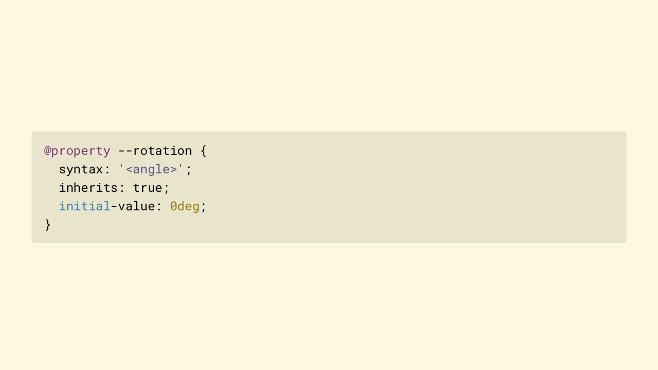Finally, there's this initial value, and it's what it says on the tin. So whenever you use this property, that's what it will be unless it's redefined.